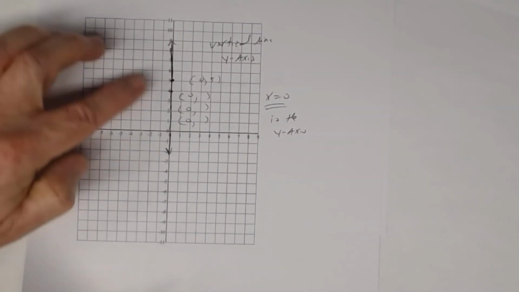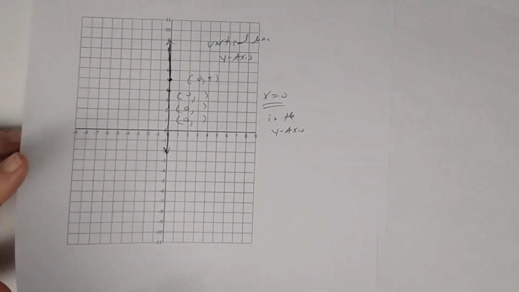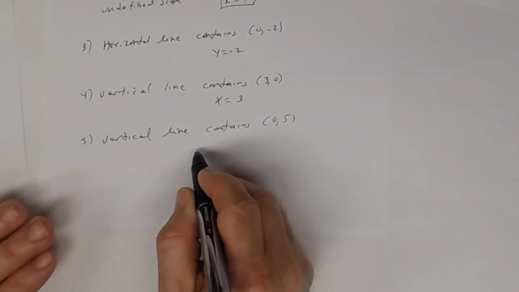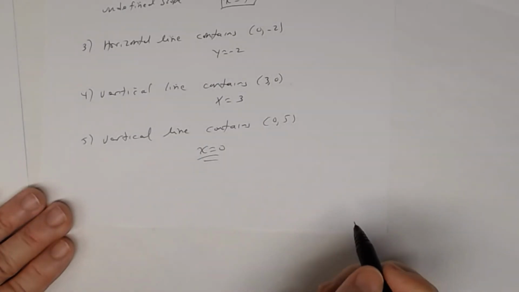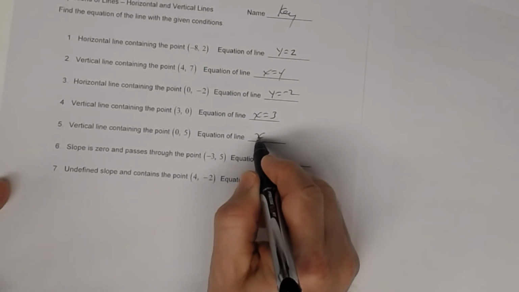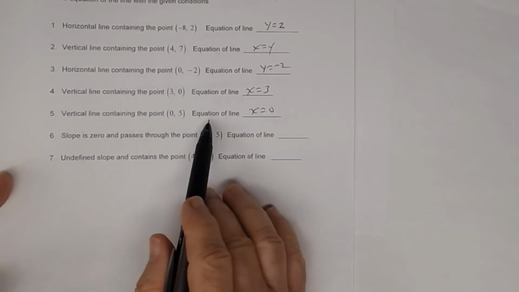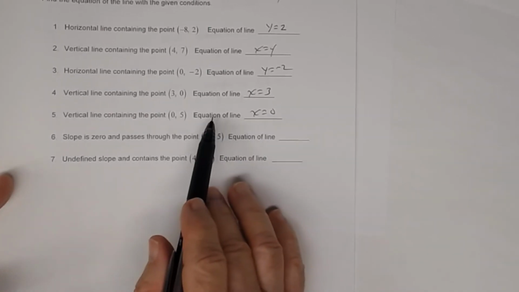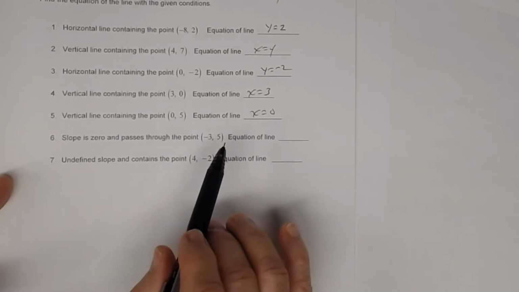But remember, x equals 0 is the y-axis. So number 5 is x equals 0. So put x equals 0 here, because it did ask for an equation. So don't say the y-axis. I want you to give me an equation, an equal sign.